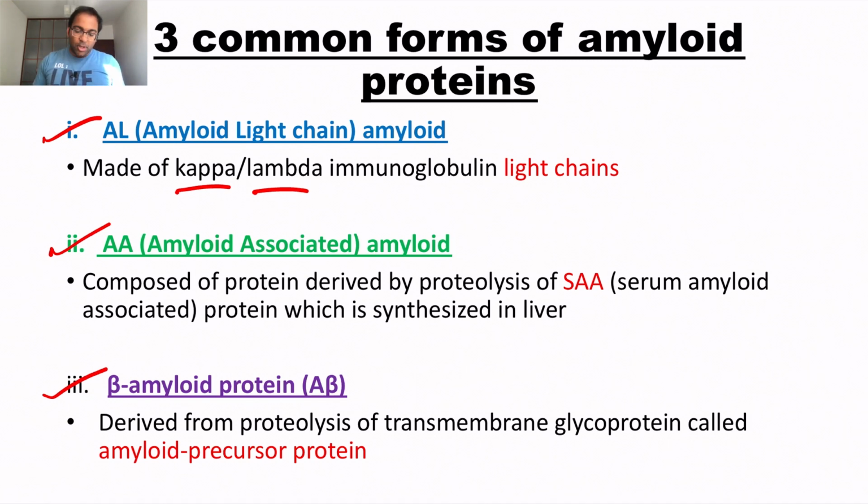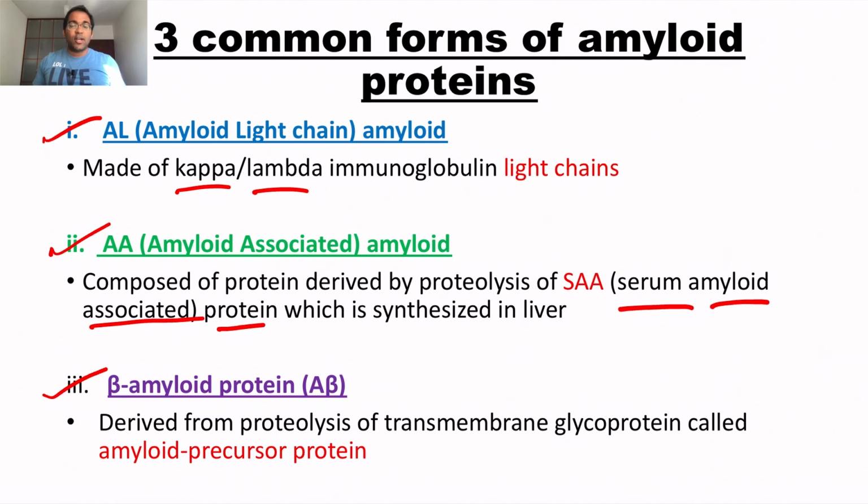The second type is amyloid associated amyloid, and here we have proteins that are derived by the proteolysis of something called SAA. Now what is SAA? SAA is basically serum amyloid associated protein. SAA is an acute phase reactant. Now what is an acute phase reactant? Usually when you have inflammation, you have acute phase reactants such as, let's say, C-reactive protein. You guys have heard about CRP.